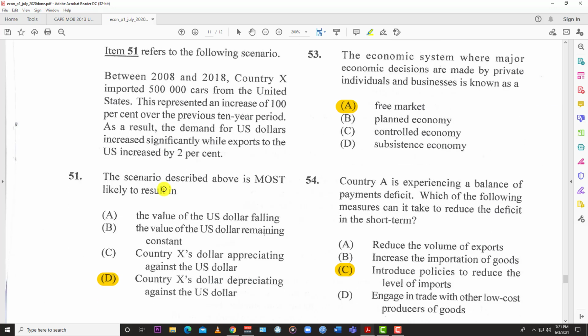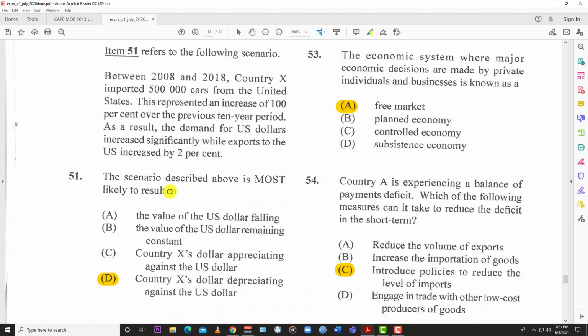Number 51 refers to the following scenario. Between 2008 and 2018, country X imported 500,000 cars from the United States. This represented an increase of 100% over the previous 10-year period. As a result, the demand for US dollars increased significantly, while exports to the US increased by just 2%. This scenario is most likely to result in what? The answer we say here is D.